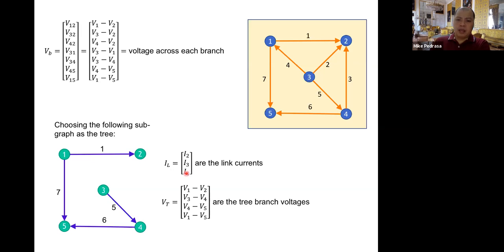Now, V sub T are the 4 tree branch voltages. So take note, that's the tree, and the tree has 4 branches. The first row here is the voltage across branch 1, so V1 minus V2. The second row is the voltage across branch 5, so V3 minus V4. Similarly, this is the voltage across branch 6, so V4 minus V5. And lastly, the voltage across branch 7, so V1 minus V5.